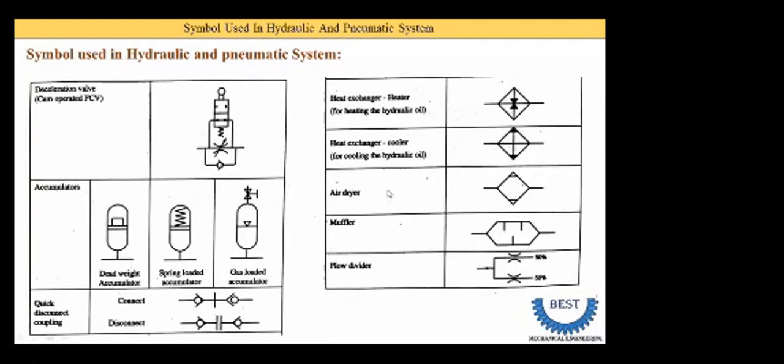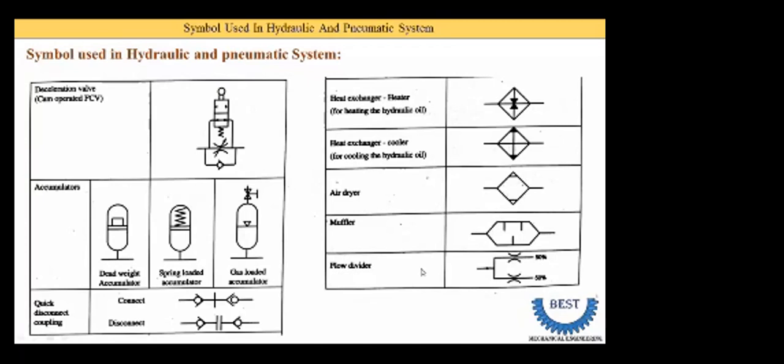Okay, next symbol is for the air dryer. For the air dryer we draw one square at 45 degrees, that is a diamond, and two arrow lines inside. This line indicates input, and this line indicates output. Same for the muffler. A muffler is used in a pneumatic system to reduce sound. For a muffler this type of symbol is used.